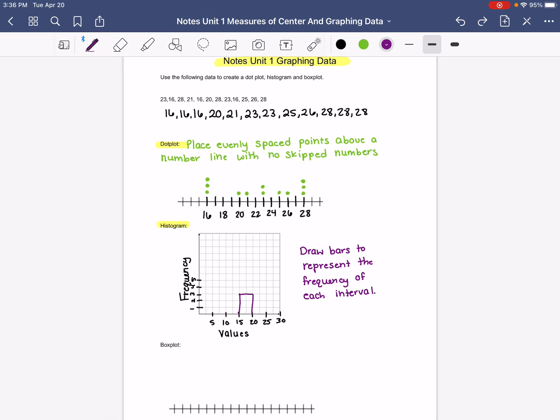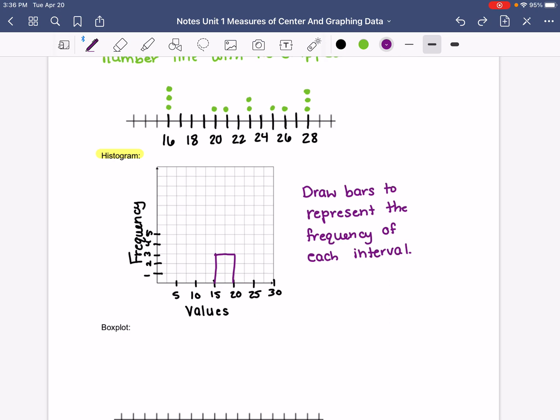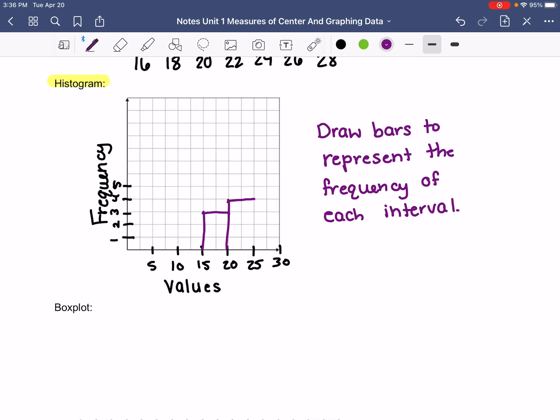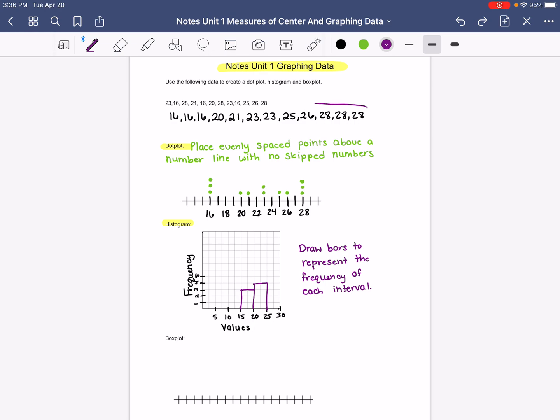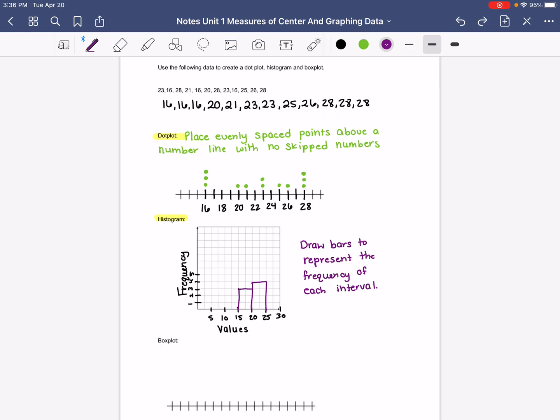So from 20 to 25, these 4 go. The 25 is going to go with the next bar. So there's 4 for that bar, for the frequency. And then the last one's from 25 to 30. So 25, 26, 27, 28, 29.999, just not including 30. You wouldn't have to worry about that though, but it's the 25, 26, 28, 28, 28. So there's 5 for that one.